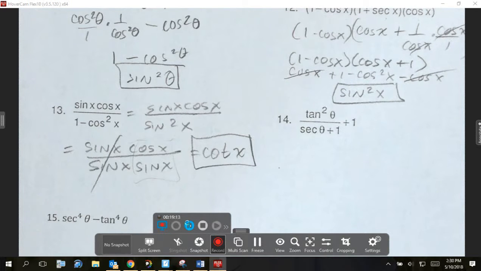Okay, number 14 is tricky, so I'm definitely working you through that one because that one's tricky. Do not put a headphone in.